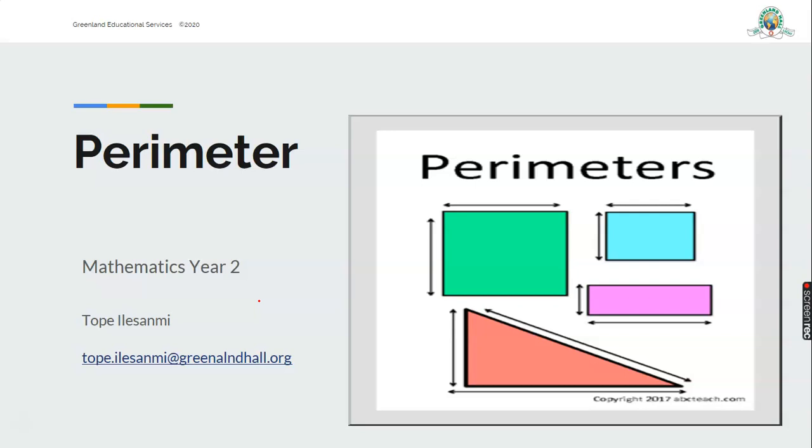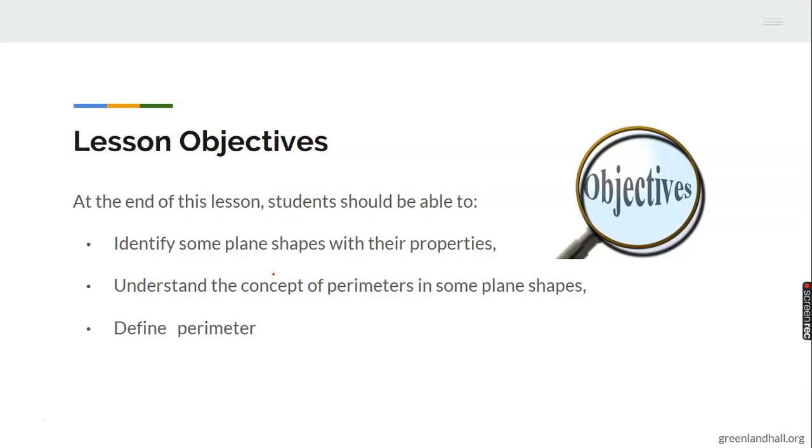Now I'll be taking you through mathematics. Our topic for today is perimeter. Okay, we are going to look at perimeter.